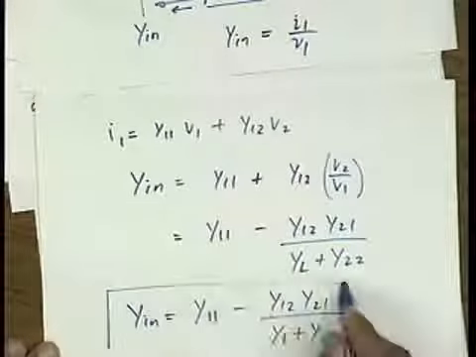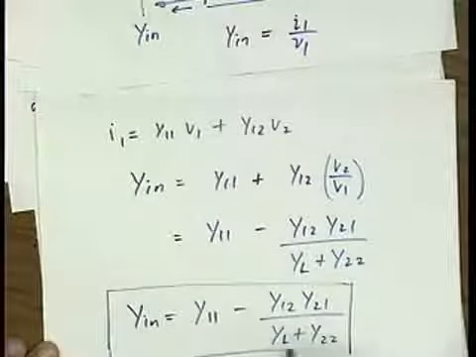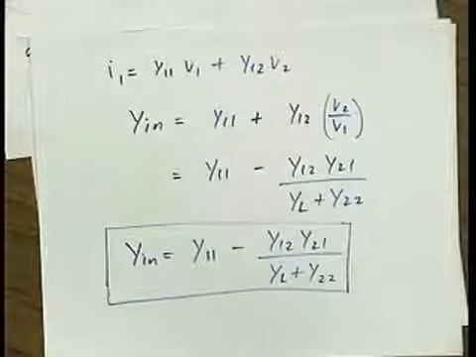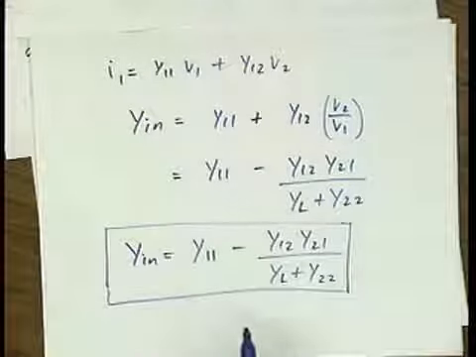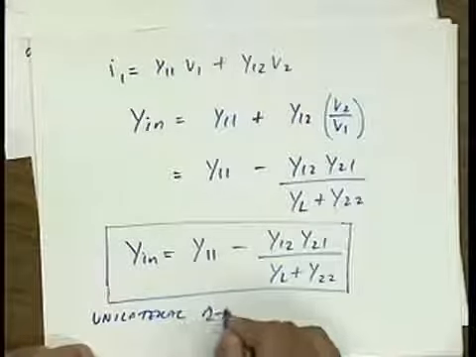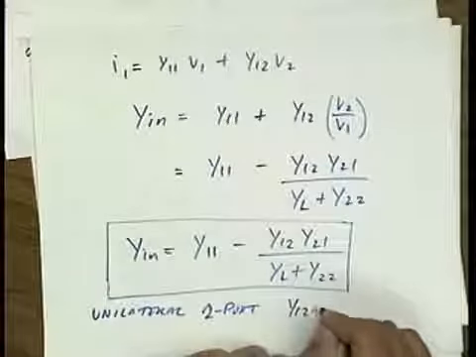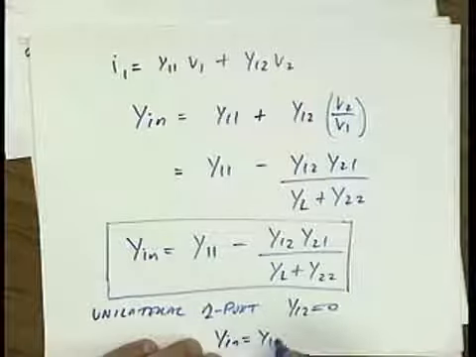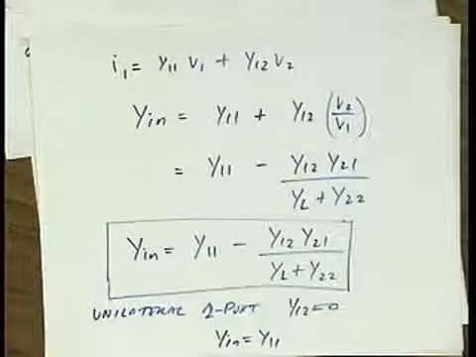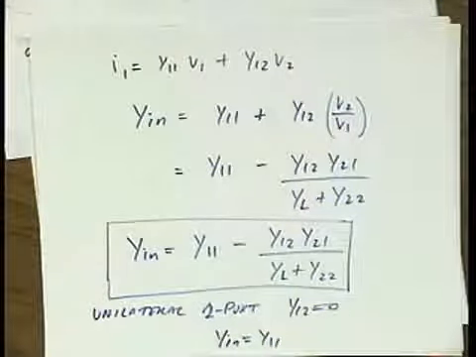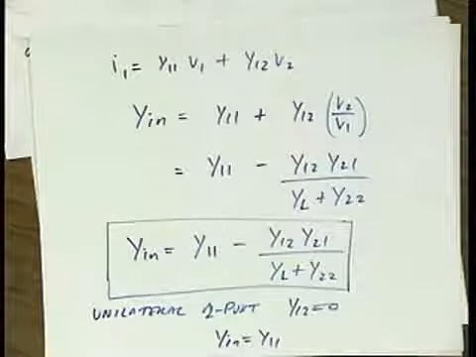Now this is a very important equation. I think you'll encounter it enough that you'll begin to find that you've committed it to memory. And there's a couple of interesting things in this equation. First of all, if you have a unilateral two-port, then Y12 is equal to 0. And if I substitute Y12 equal to 0, then Y in is simply Y11. Which makes sense because, again, the output of a unilateral two-port can't influence the input, so the input admittance has to just be Y11, independent of the output.